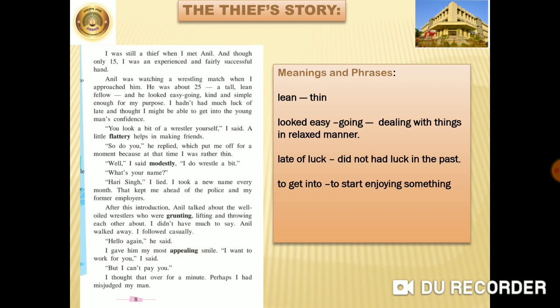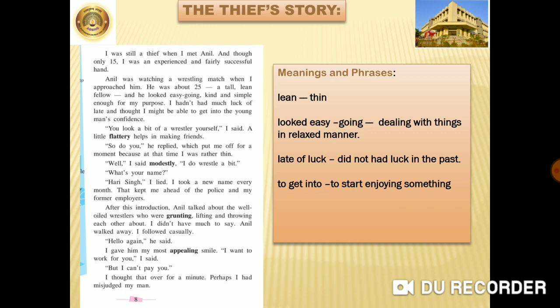And what did the narrator say? Now here his name is Hari Singh. He says, I want to work for you. But what is Anil saying? But I can't pay you. Because Anil was not rich and he was not so successful a person, an earning person. So he said, I cannot pay you.